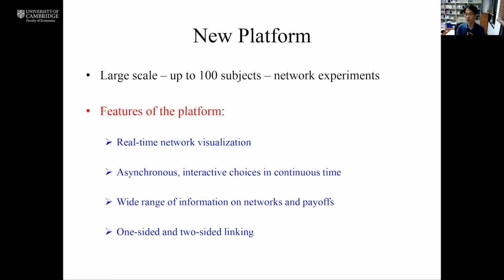So we are still doing more research on this platform, and hopefully it will be available by the autumn this year. And then we can probably add more features by doing more research.